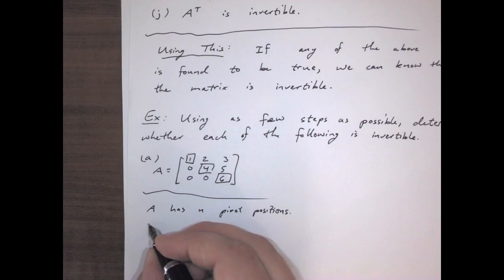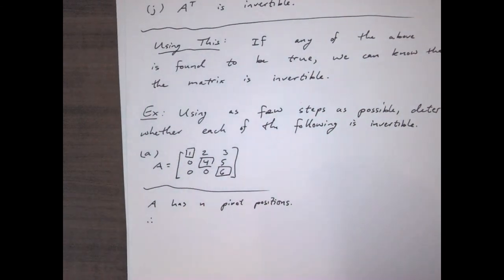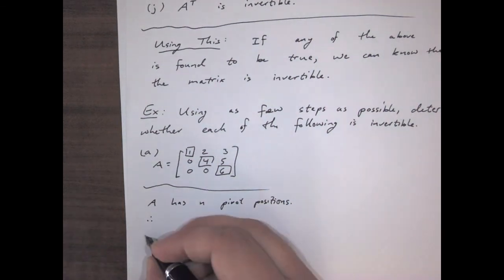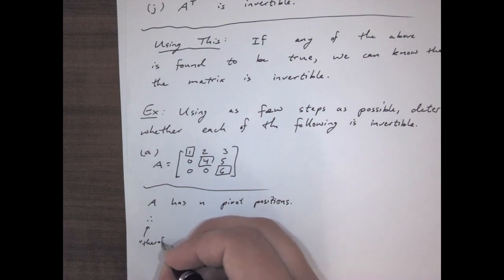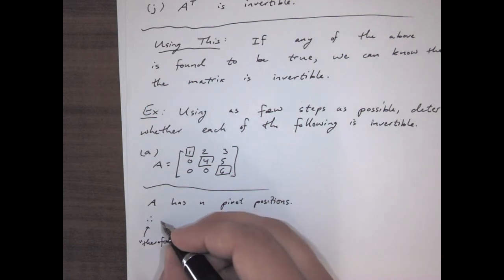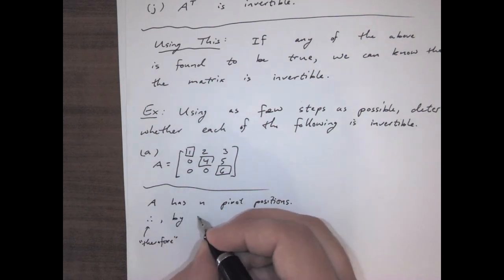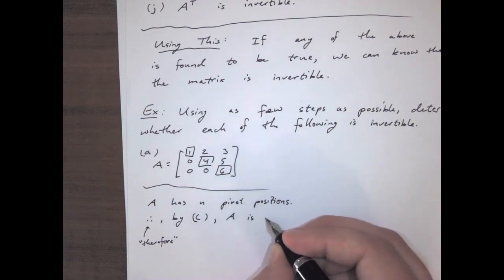So therefore, by the way, I'm going to use a standard logical abbreviation for therefore. It's a little triangle of dots. In case you've never seen it, here it is in the record. Therefore, by C, A is invertible.